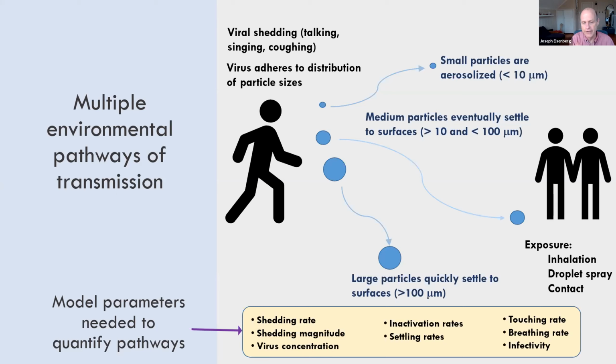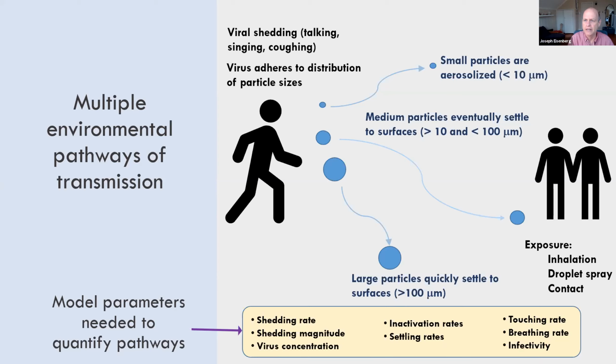that could be a function of the pathogen, and the variants may actually have more, right? You might wind up having more virus that you're releasing. And then the concentration and how that varies once in the environment. Inactivation rates, settling rates, touching rates, breathing rates, all these play a role in determining whether or not fomite transmission or droplet spread or aerosol spread is going to be more important.